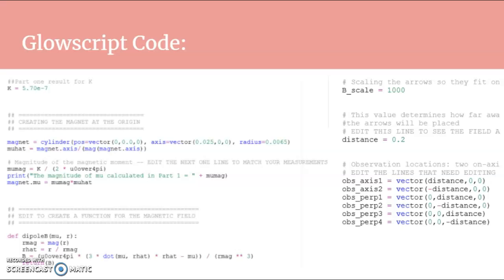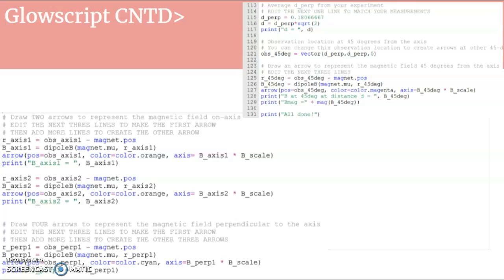The last part of this lab asked us to create a Glowscript code to model this phenomenon, so I utilized my results from part 1 to obtain my K value of 5.7e-7. And then I created the magnet at the origin and used the equation for the magnitude of the net magnetic field that I showed earlier, as well as setting up the vectors for my observation. And then here you can see how I positioned all of my arrows to represent the magnetic field at various distances and positions.